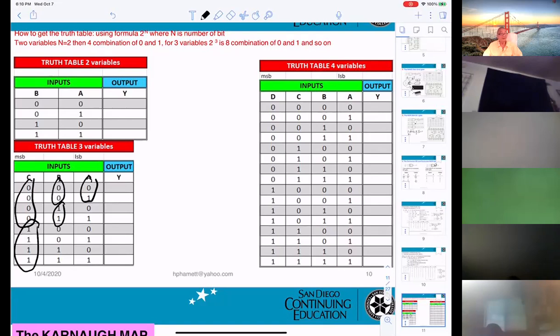If you get 5 variables, 2 power 5 is 32. That means the first one is 16 0, 16 1, and so on. But we only do up to 4. Okay?